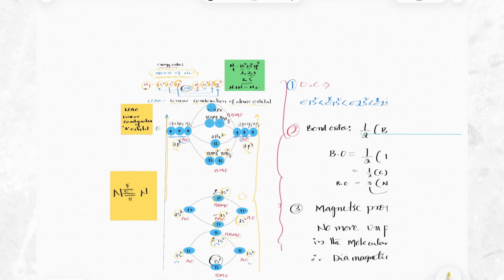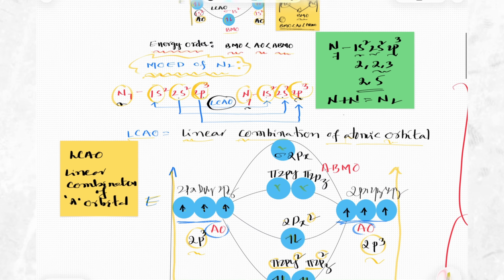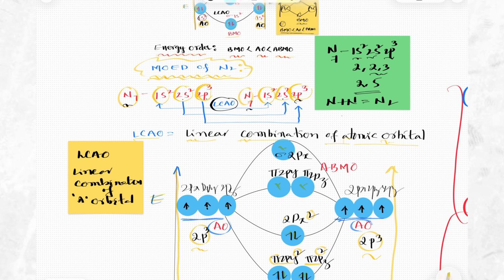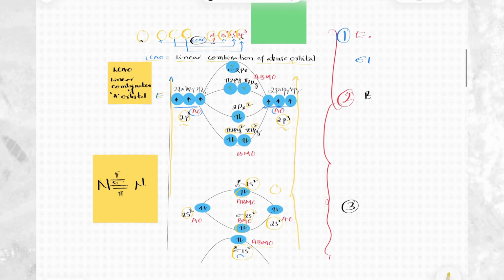We are writing here the electronic configuration. I am going to explain again, be careful, all of you listen. For the MO of nitrogen, the electronic configuration of nitrogen is 1s2, 2s2, 2p3. We have two atoms, nitrogen plus nitrogen, N2. So 1s2 with 1s2, 2s2 with 2s2, 2p3 with 2p3. That is LCAO, linear combination of atomic orbitals. Based on that, I take here the diagram.